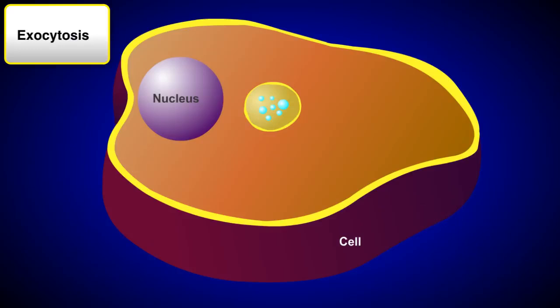Exocytosis is the opposite of endocytosis. During exocytosis, membrane-bound vesicles move to the surface of the plasma membrane, fuse with the membrane, and then release their contents to the outside of the cell.